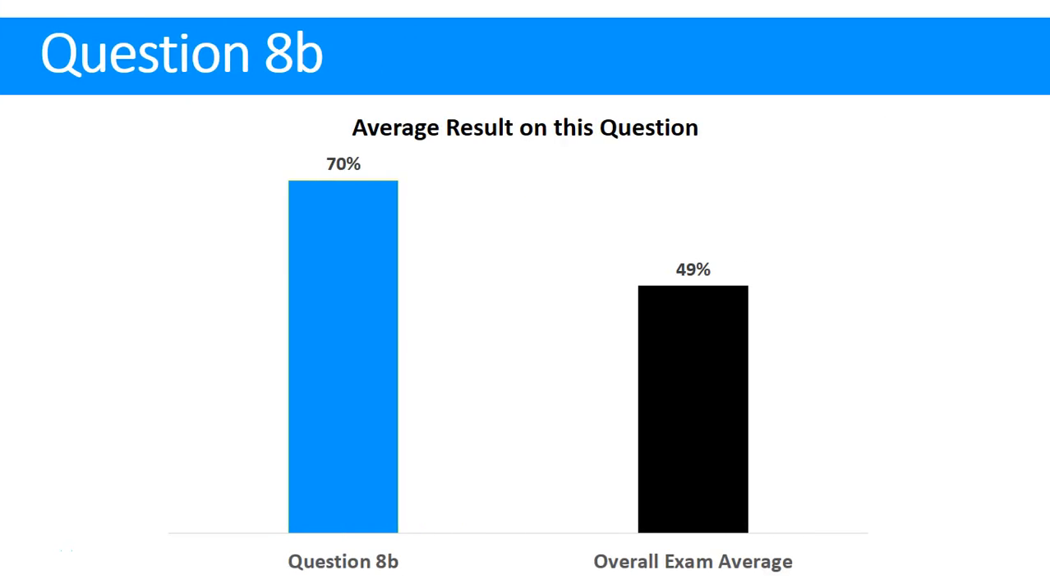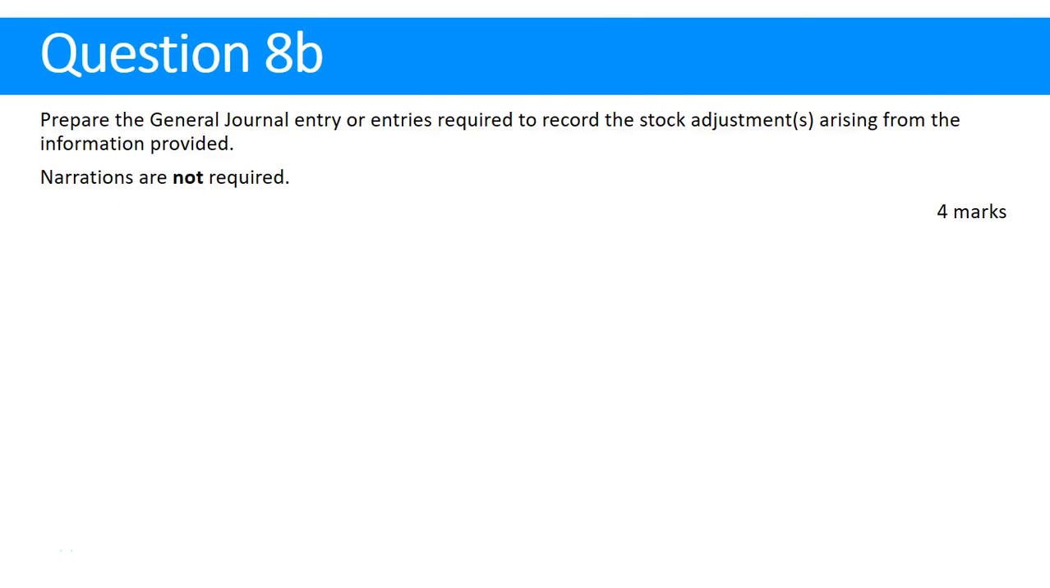8B was very well done. An average of 70% on a question at the end of the paper is exceptional. So what you're asked to do is incorporate some information from 8A and prepare the general journal entry required to record the stock adjustments arising from the information provided. You are not required to provide a narration.